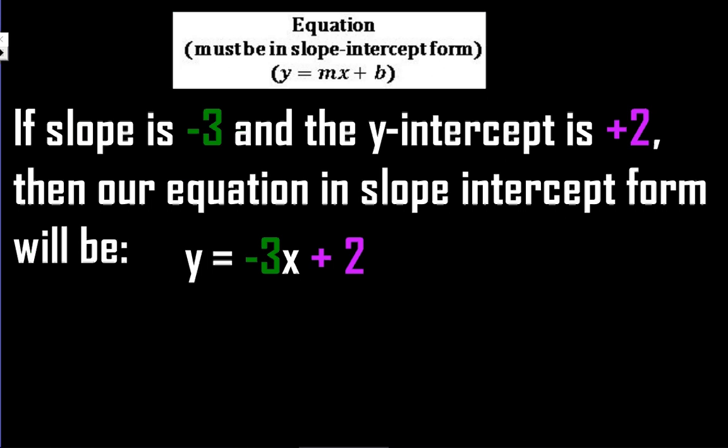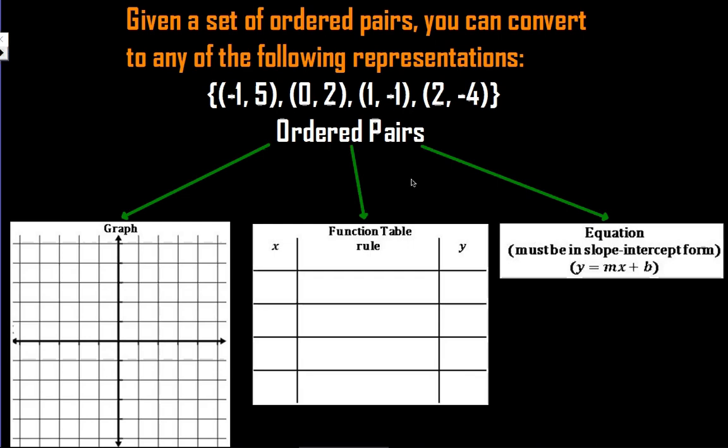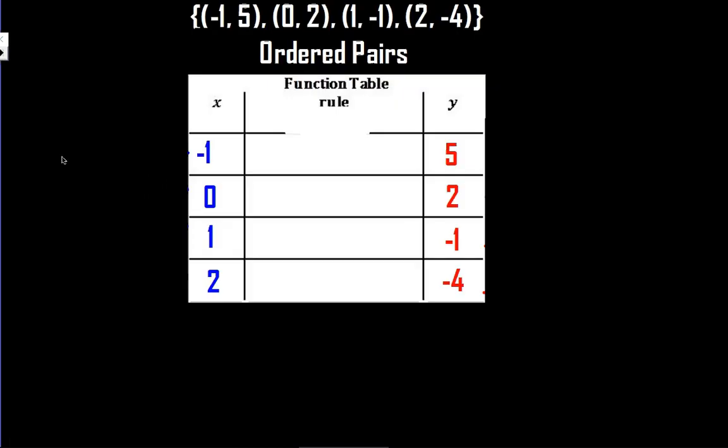So now, if you're given ordered pairs and you're trying to go to the function table, let's see if we can do this a similar way. I had set this up in the previous video with the slope-intercept form notes, but I just wanted to give you a more in-depth detail of what you're doing.